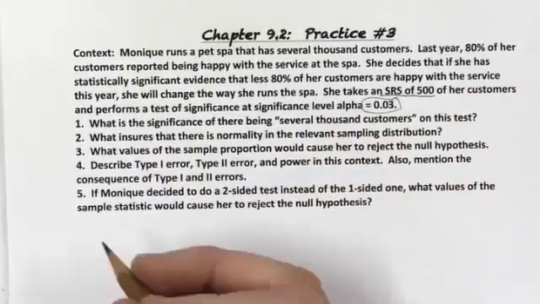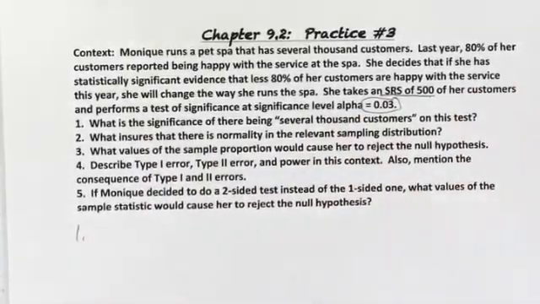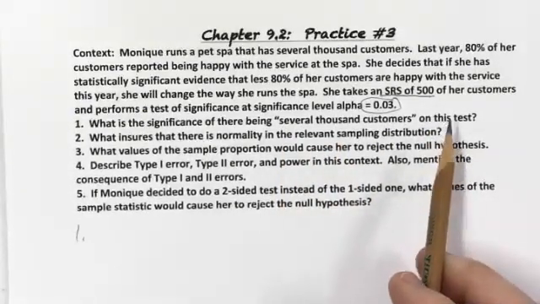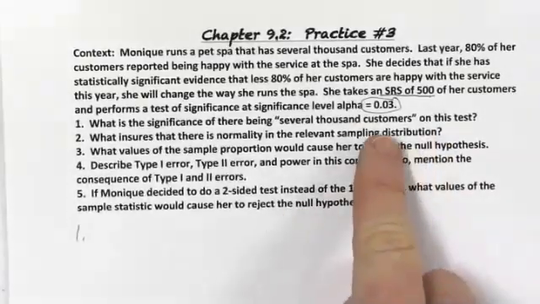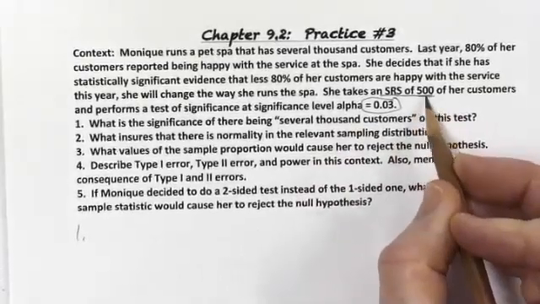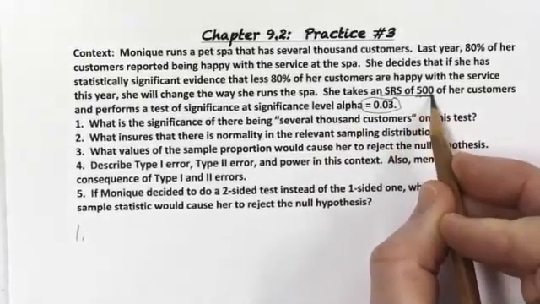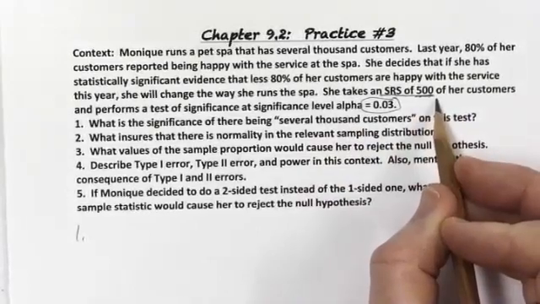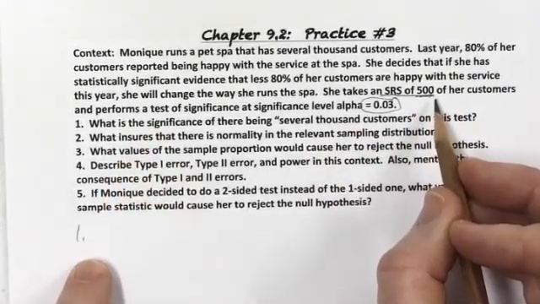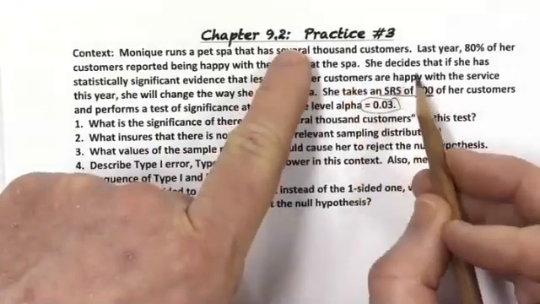All right, so number one, and this is a comment, we've had this many times. I just want to make sure because it's on the exam every year. What is the significance of there being several thousand customers? Well, one of the conditions is that your sample size can't be more than 10% of your population size. So you look at your sample size, there's 500 in the sample, so there's got to be at least 5,000 total. Otherwise, independence won't be met and you won't be able to use the formula for the standard error. So it says there's several thousand.